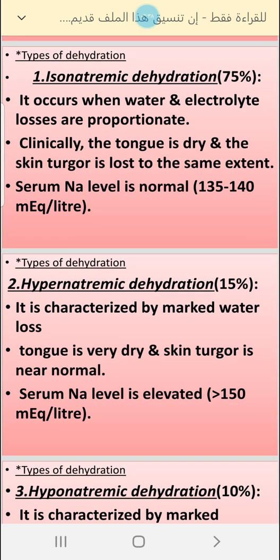The second type is hypernatremic dehydration, representing about 15%. It is characterized by marked water loss. The tongue is very dry and skin turgor is near normal. Serum sodium level is elevated, more than 150 milliequivalent per liter.